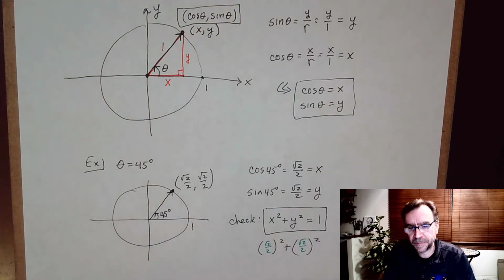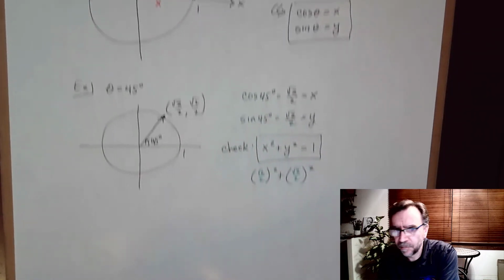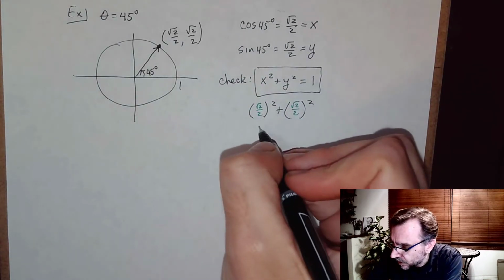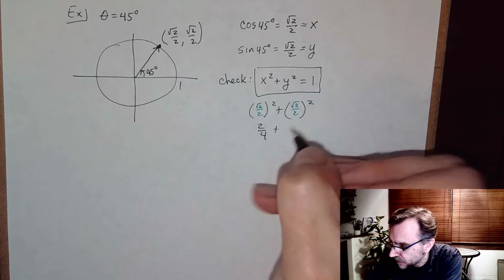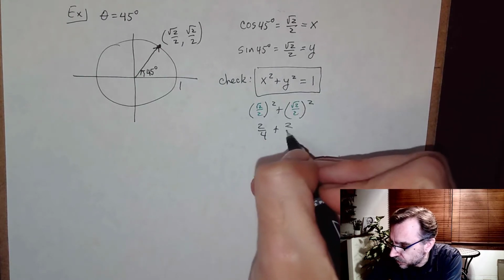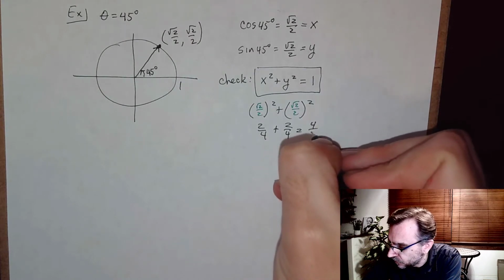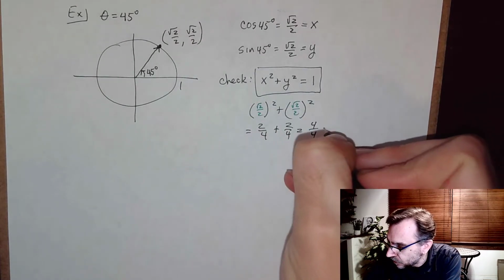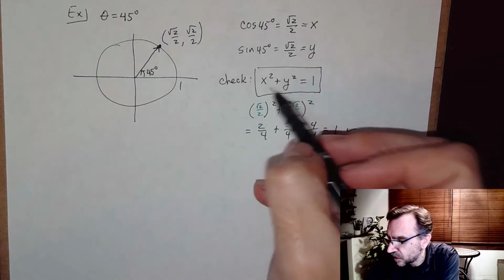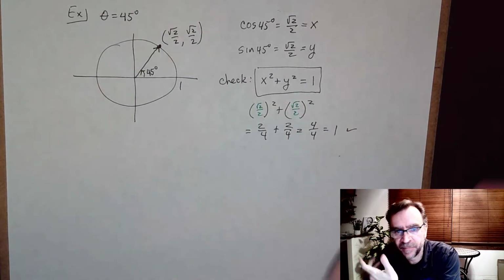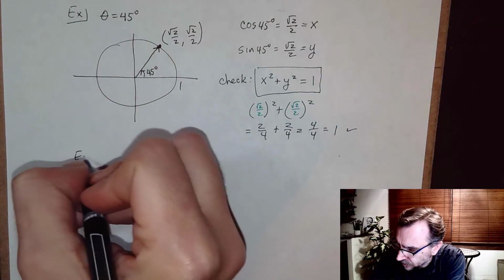Notice here we get the square root of 2 over 2 squared, so that's 2/4, plus square root of 2 over 2 squared is 2/4. And then adding, we get 4 over 4, which is equal to 1. So when I plug those points in, it satisfies the equation for the unit circle, therefore it's on the unit circle. All right, let's do another one.